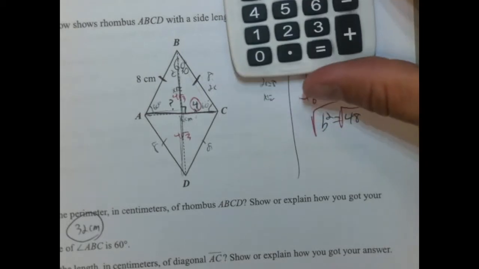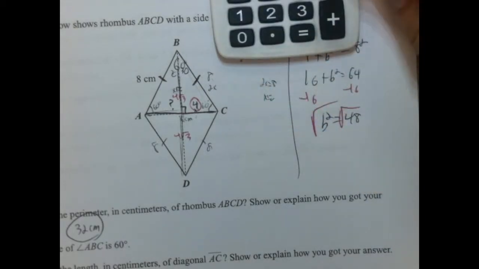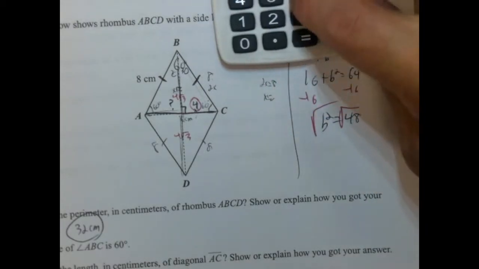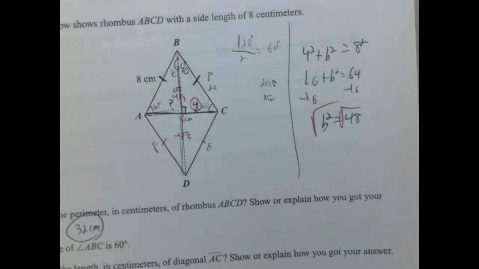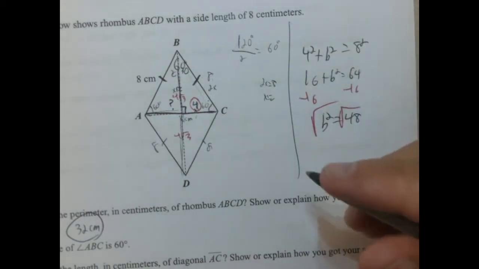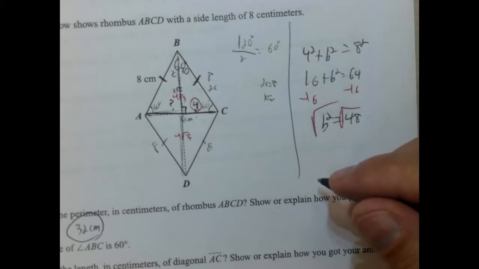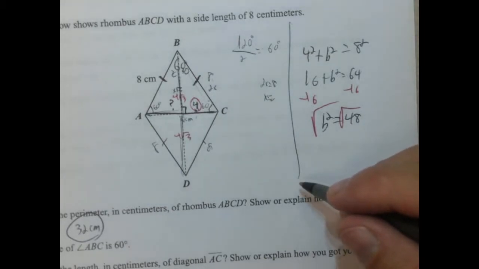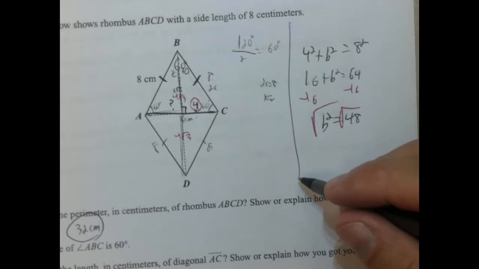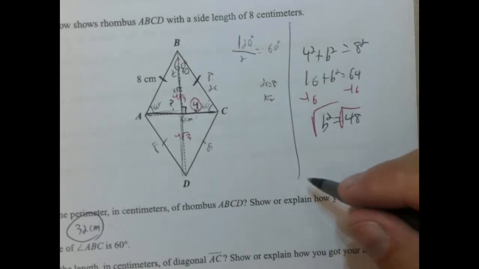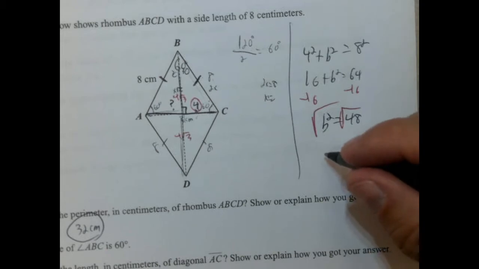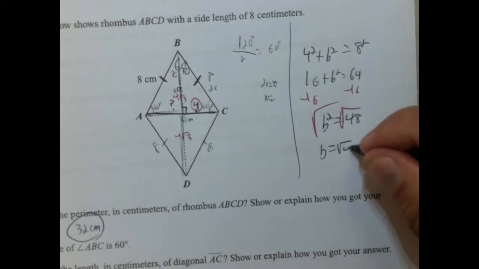Make sure I did that right. Something happened here. I think I screwed this up. Let's see, because I'm not getting the same thing here. So b equals radical 48. I can simplify that.